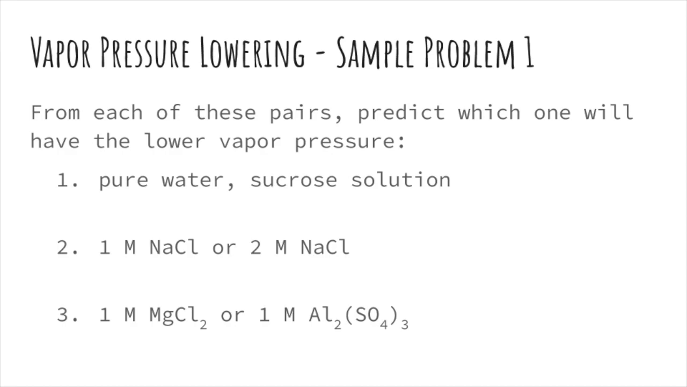Let's see if we got this. Predict which out of these 3 sets of pairs will have the lower vapor pressure. Don't forget that strong electrolytes will dissociate into multiple particles, and you can assume that we're always talking about aqueous solutions. So, what do you think? Which will have a lower vapor pressure, pure water or a sucrose solution?